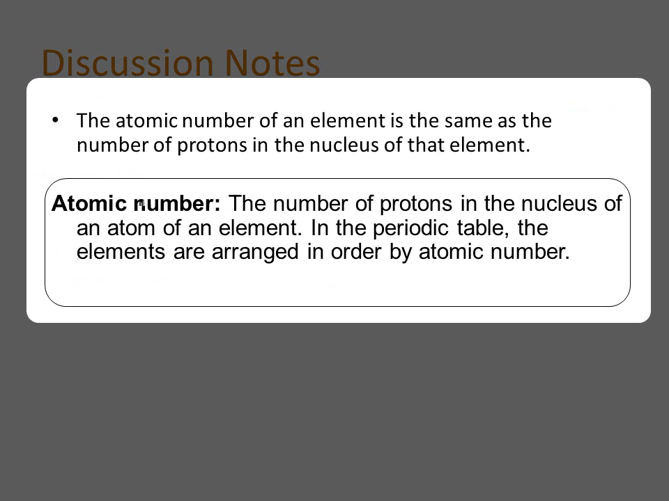The atomic number of an element is the same as the number of protons in the nucleus of an atom of that element. In a neutral atom, the number of protons is the same as the number of electrons. This is why a neutral atom has no net charge. In the periodic table, the elements are arranged in order by atomic number, which is equal to the number of protons in that nucleus.